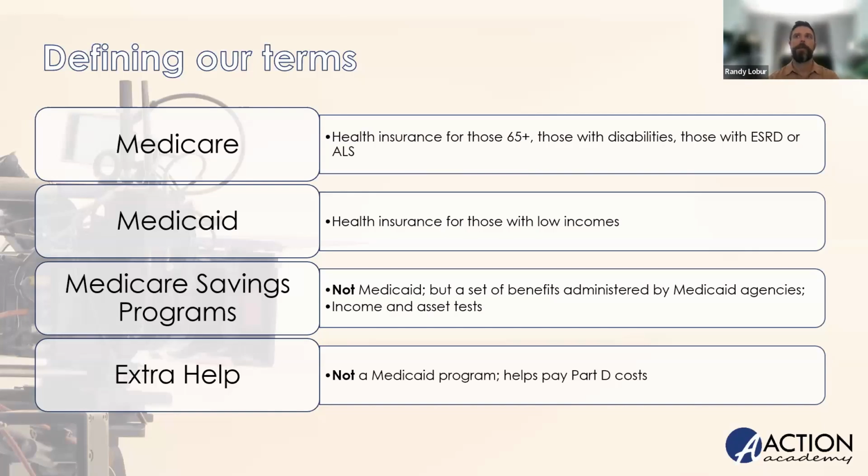The other thing that comes into play here is Part D extra help, or low income subsidy, or LIS, three different terms for the same program. That's also not a Medicaid program. It's run exclusively by Medicare and does help to pay for some Part D costs.